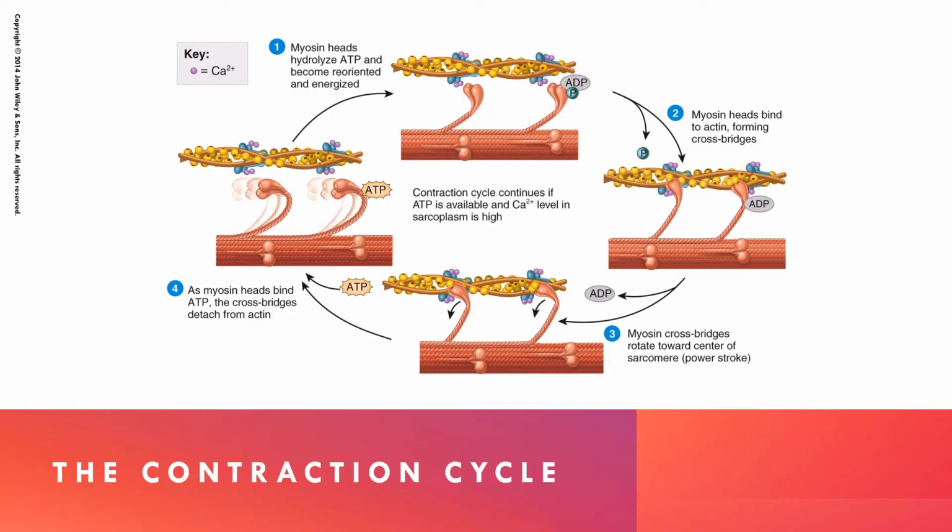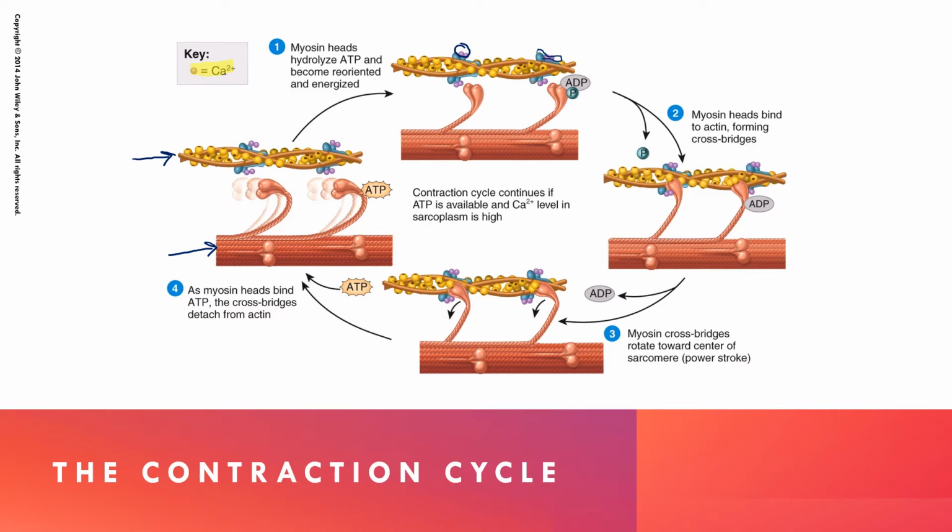So we're going to talk about the specific steps of the contraction cycle. In these diagrams, you're going to see the thin filament here and the thick filament here. Once we start a contraction, the sarcoplasmic reticulum releases calcium ions into the sarcoplasm. So here we have these calcium ions here. You can see them on the diagram because they bind to troponin, which remember is this blue molecule here.